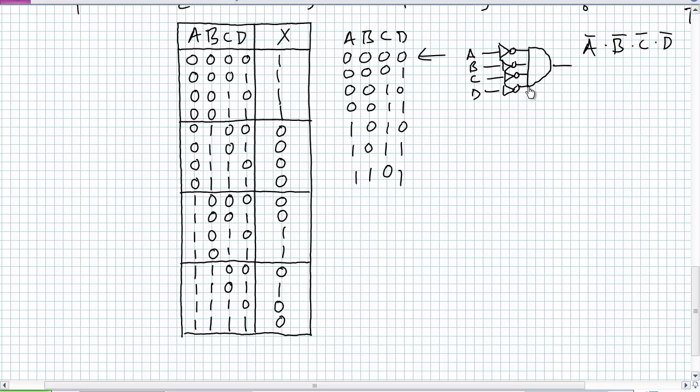That's my first product term. Okay, what's the second product term? Given the combination 0001, sounds like I'm going to have to invert the first three inputs, i.e. A, B, and C, and then I'm just going to leave D alone. What's the expression for that?